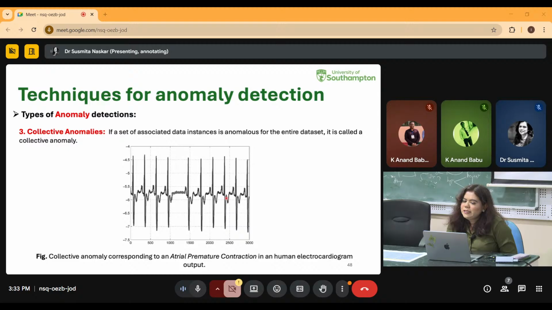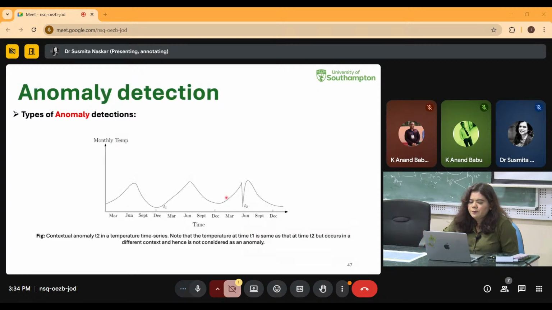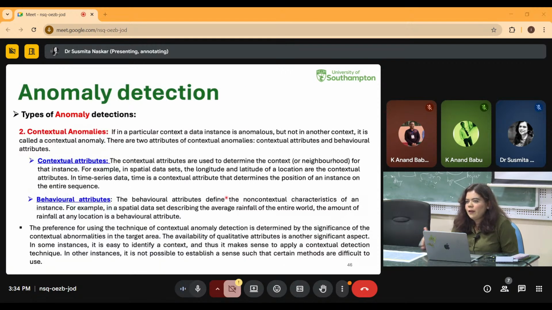So these are the main three types of anomalies which could possibly happen. The first one is definitely the easiest one. The second one is the contextual one, which we always get into, but it depends on what context you have. If it's very straightforward, then you can definitely identify, okay, this is fine, or it has some problem.